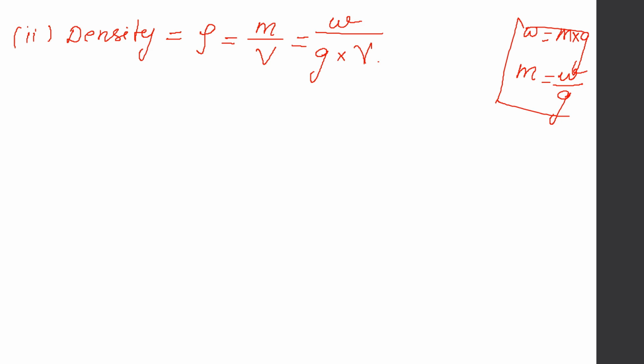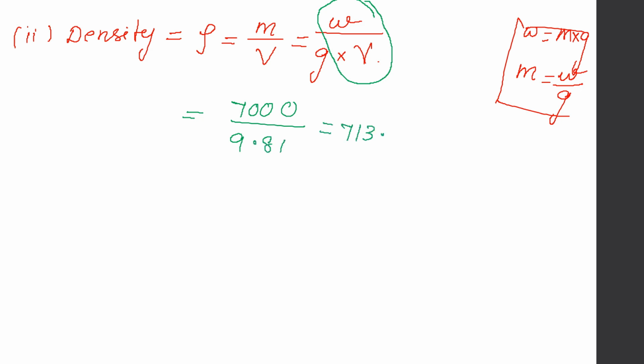We already know what W by V is, that is the weight density or specific weight. The value for specific weight is 7000. So 7000 divided by the value for g, which is 9.81. So we get 713.5 kilogram per meter cube.